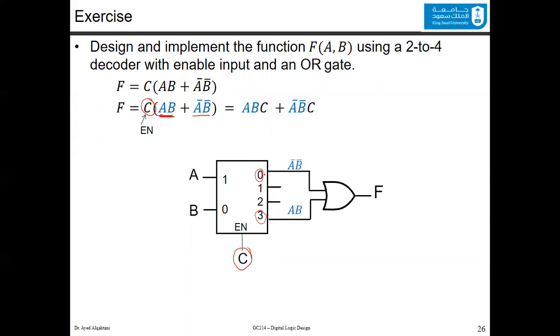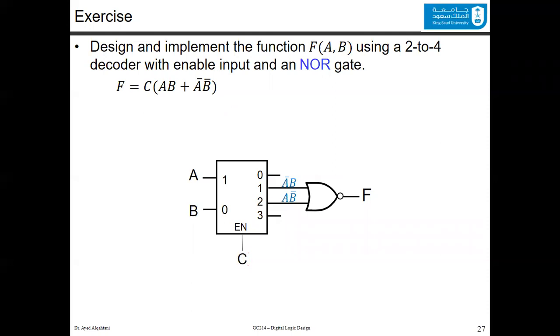Since you know these, you OR them together to get the function F. If you were asked to design the same function, but you were asked at the end to use a NOR gate, you could do this by getting the remaining minterms.